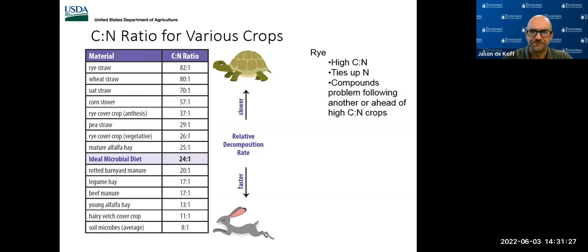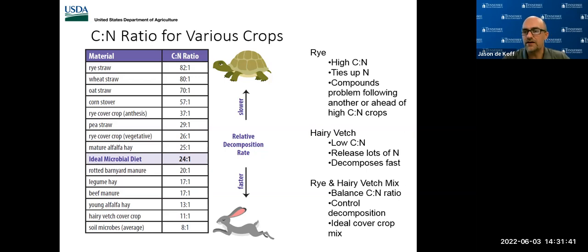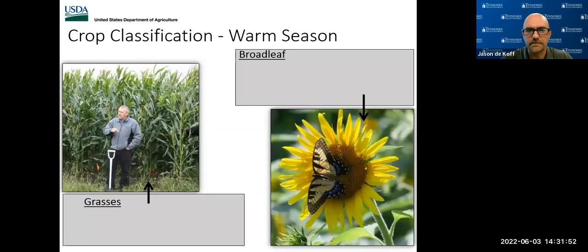And so we've got something like rye, which has a lot of carbon. It's going to take a long time to decompose, as opposed to hairy vetch, which has a lot of nitrogen in it, and it's going to decompose a lot faster. But if you have a blend of those, then you've got a nice mix where it balances out that carbon nitrogen ratio, and it makes it more of a steady decomposition.